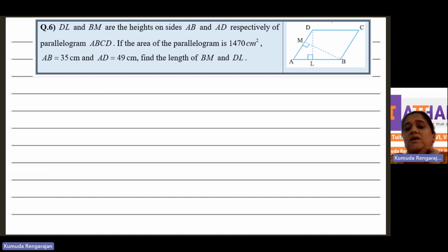AD or DA. So in this figure, there are two altitudes. One is DL and the other is BM. Altitude DL is on the side AB. Don't look at me, children. Please look at the board. So in this parallelogram ABCD, DL and BM are the altitudes. DL is the altitude on AB. BM is the altitude on AD.